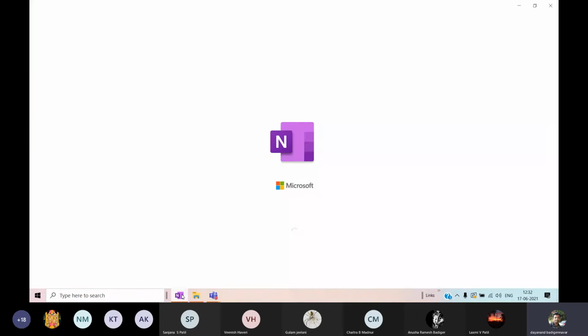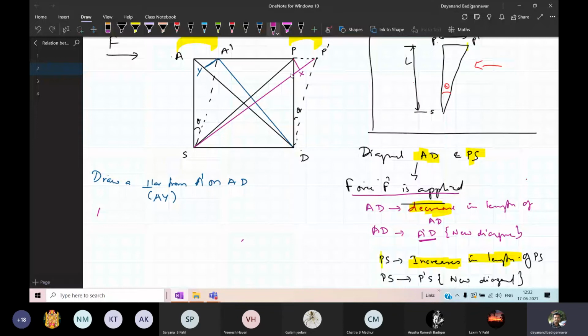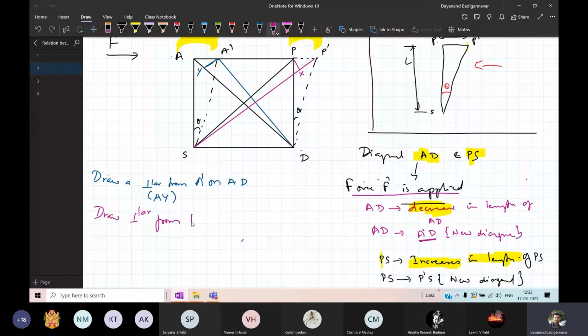Okay. Now, the second one is here. You have to draw a perpendicular from which point? From P to the new diagonal P dash S.